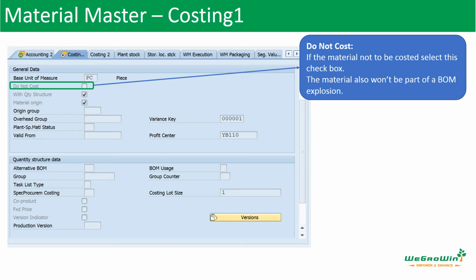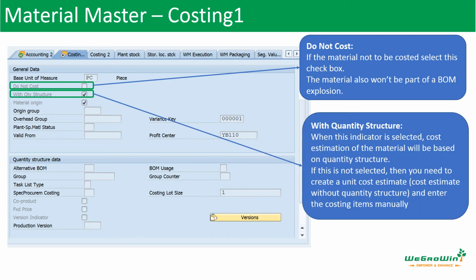Which means if we select this indicator, the material will not be costed, right? So we have to be very careful with this. Also when you select this field, the material will not be part of the BOM explosion either. So the materials we do not want to cost, we can use this field for.